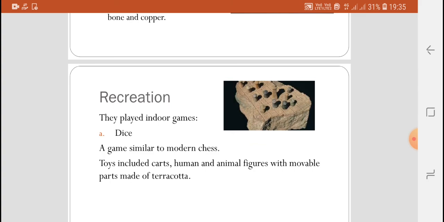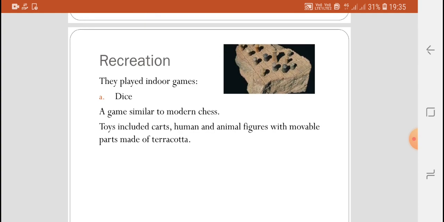Recreation: they played indoor games like dice. There was a game similar to modern chess, and the toys included cards, human and animal figures. You can see the picture beside, it is like modern chess.